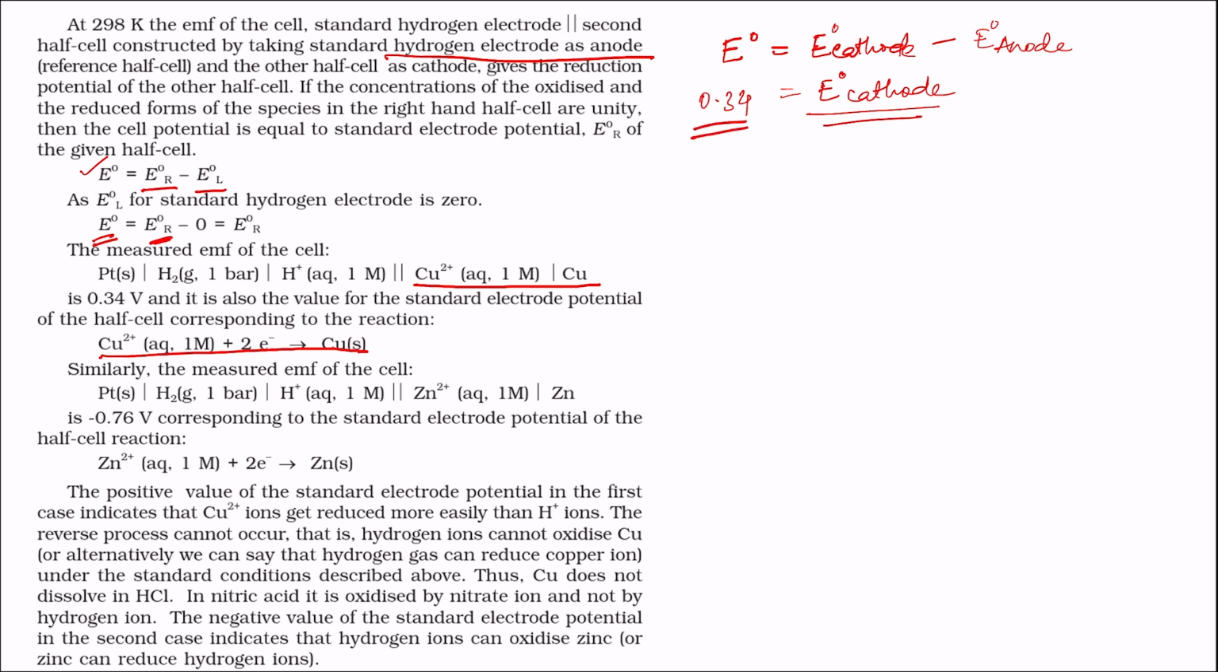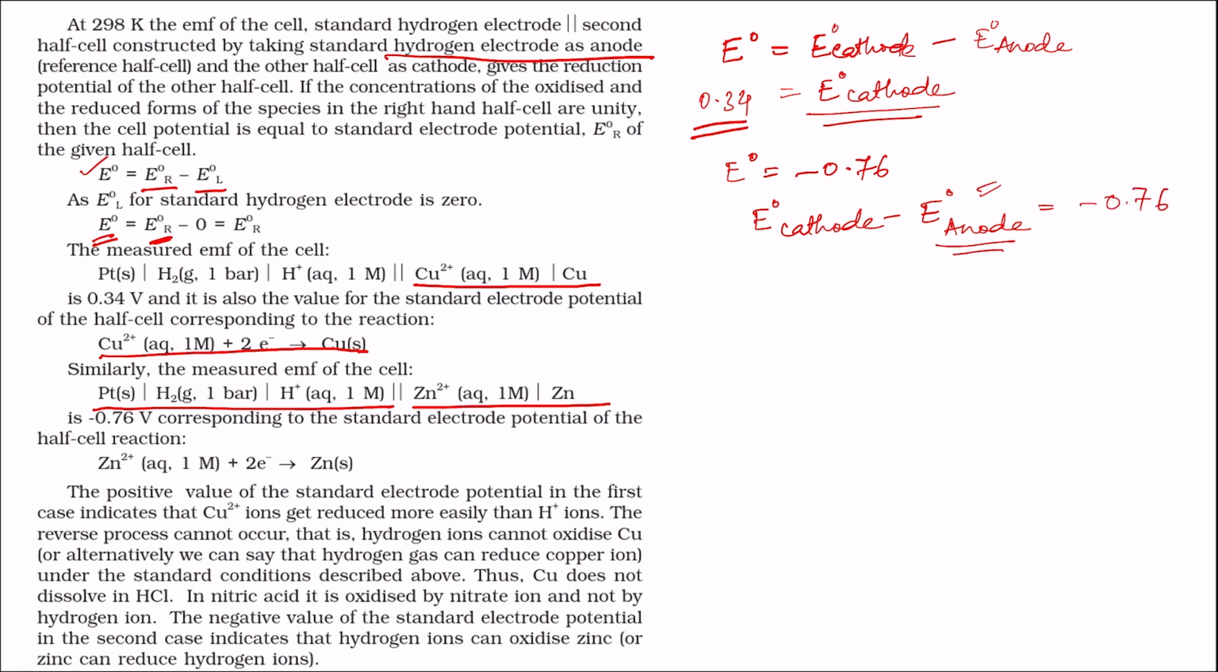Similarly, when the hydrogen electrode is connected with a zinc electrode, the value of cell potential is equal to minus 0.76. So it can be written as E cathode minus E anode is equal to minus 0.76. Since E anode is equal to 0, therefore E cathode, that is the value of electrode potential of the zinc electrode, is equal to minus 0.76.